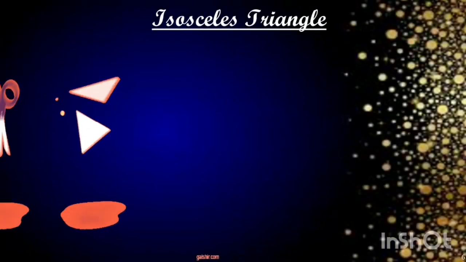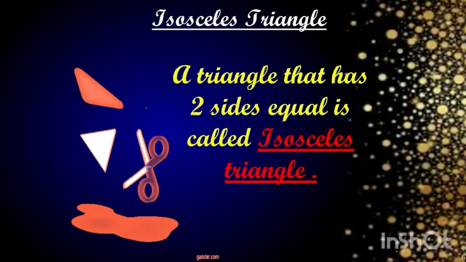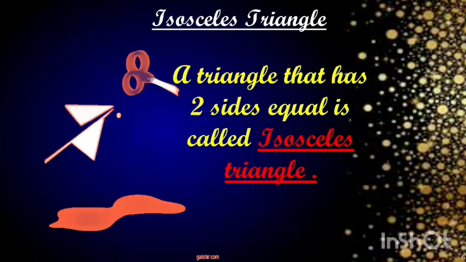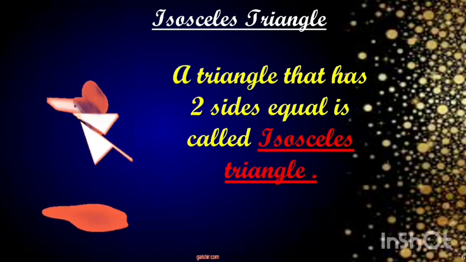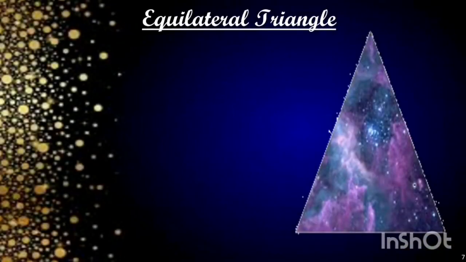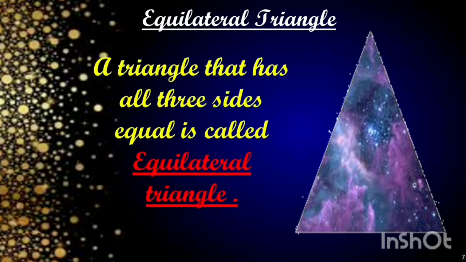Similarly, the second is Isosceles Triangle. A triangle that has 2 sides equal is called Isosceles Triangle. Similarly, our last is Equilateral Triangle. A triangle that has all 3 sides equal is called Equilateral Triangle. That means whenever you encounter a triangle which has all the 3 sides equal, it will be an Equilateral Triangle.